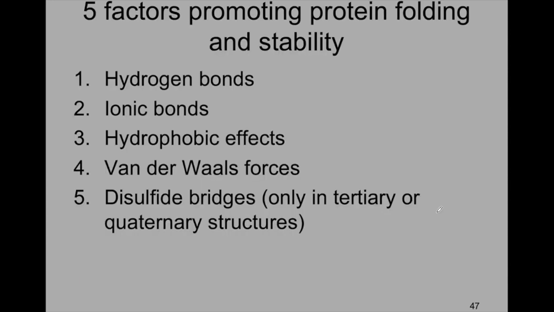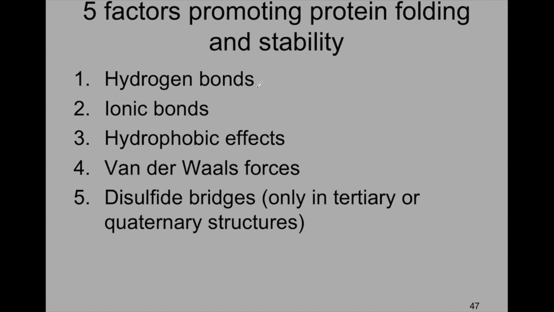So there are 5 important factors to remember that promote the ability of a protein to fold and its stability. Proteins are pretty stable molecules, particularly our enzymes. Enzymes need to be stable because they work as catalysts, so they get used over and over and over again. So 5 factors that promote protein folding. Number 1 is hydrogen bonds.